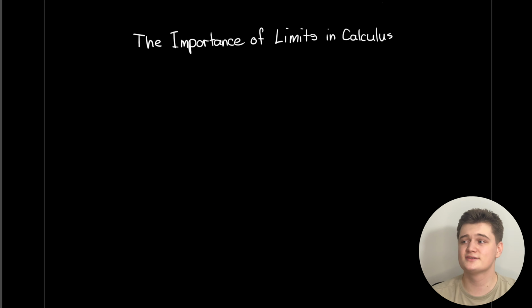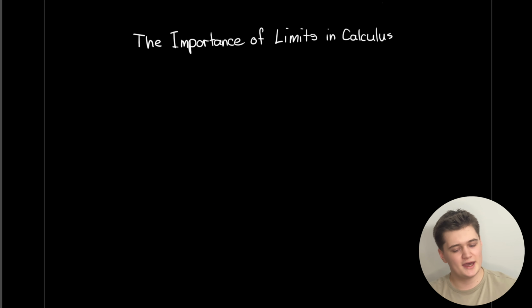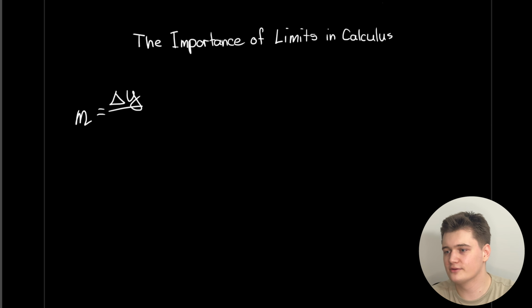Okay, the importance of limits in calculus. As I mentioned before, the whole Calculus 1 is built on limits, right? But why? Let me give you an example. We have to revise the average rate of change first. As you remember, in order to find the average rate of change, which is pretty much the slope, we have this formula: delta y over delta x.